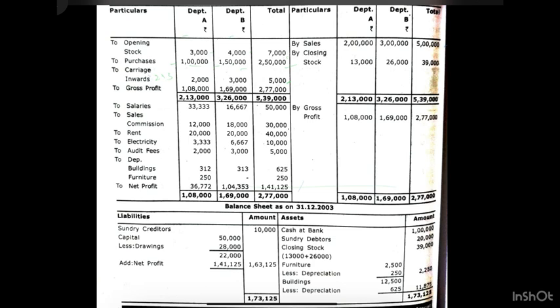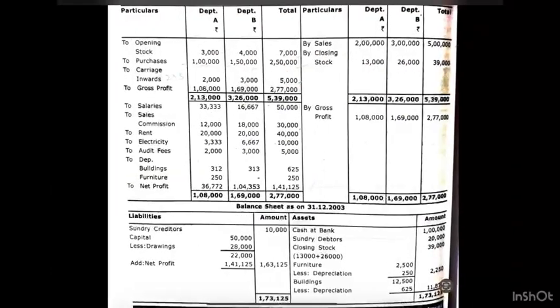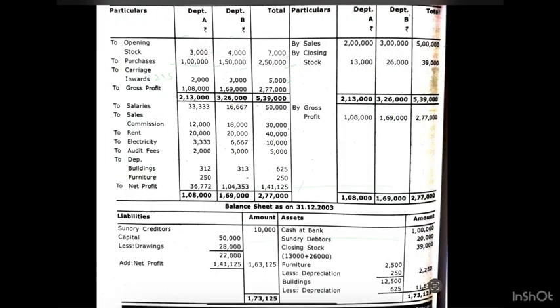Okay, and then we have sales. It is given in the problem, 2 lakhs and 3 lakhs. The total becomes 5 lakhs. Closing stock is given in the adjustment, and that is to be taken. Look at here, in the adjustment they have given the closing stock that is to be taken: 13,000 and 26,000. And the total becomes 39,000.